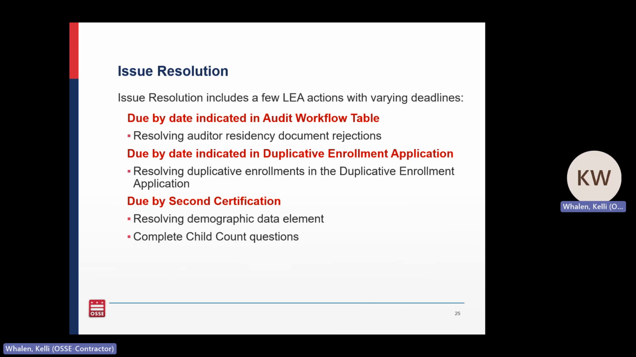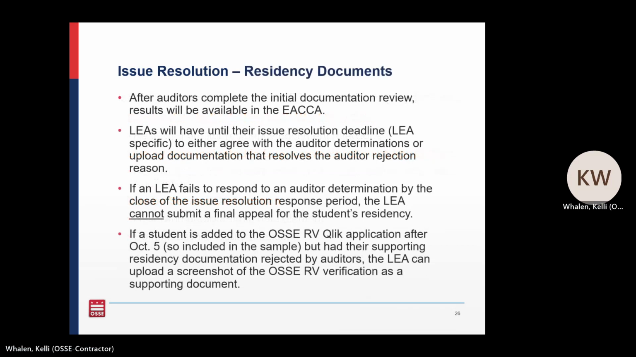Duplicative enrollments are due by the date indicated in the duplicative enrollment application. This is a separate application. There are some separate documents and guidelines to help you resolve your duplicative enrollments, and they have a date that may be different than your issue resolution for the audit. And then lastly, 2 elements are due by the second certification on November 15th. That includes resolving demographic data errors and completing child count questions.